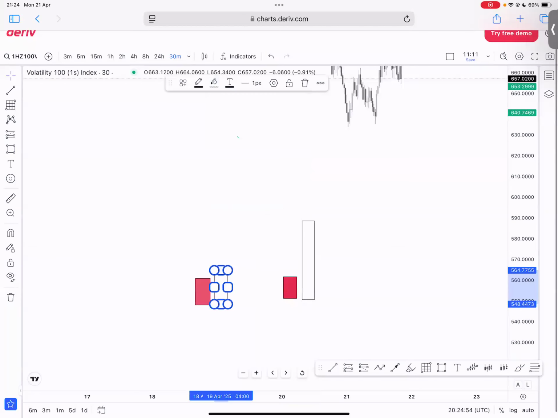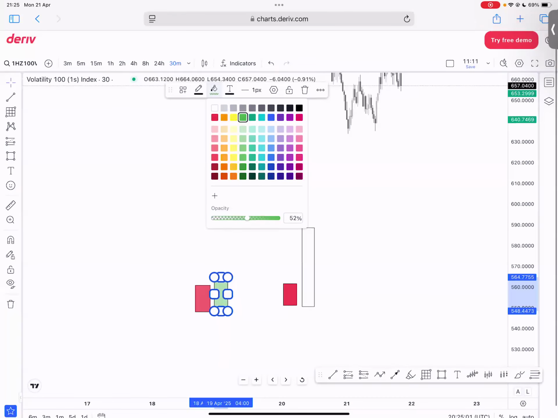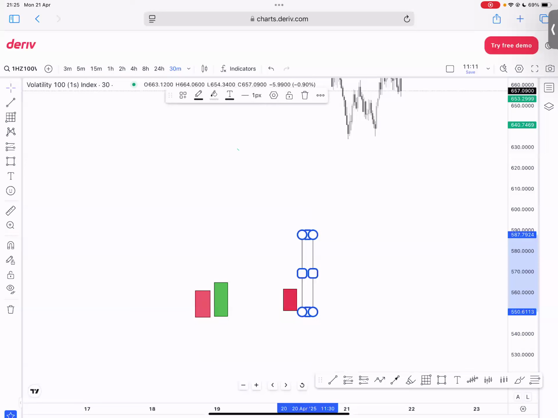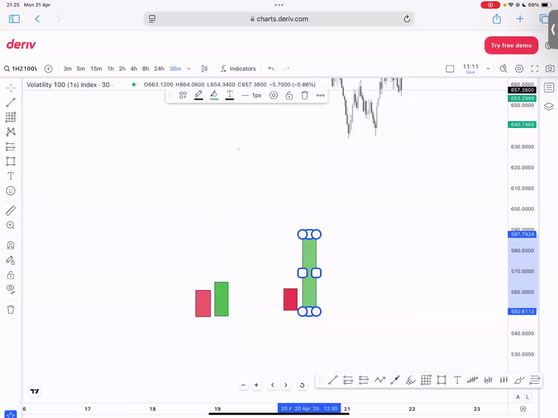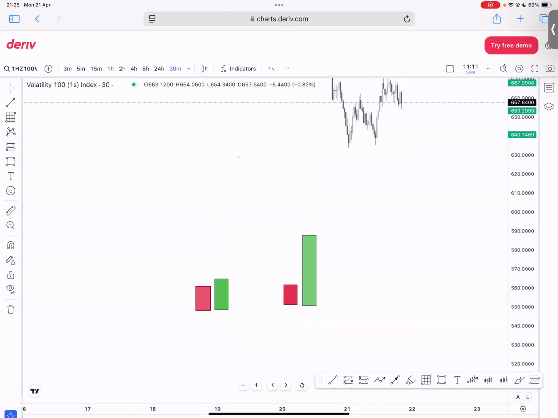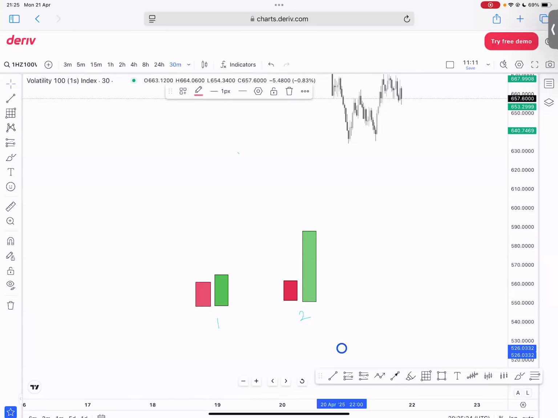And then here we have another green bullish engulfing candlestick. Now this is engulfing one, and this is engulfing two. But you would agree with me that these two engulfed differently.